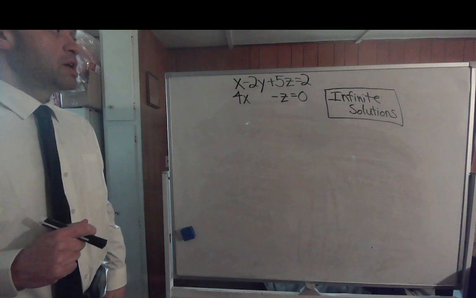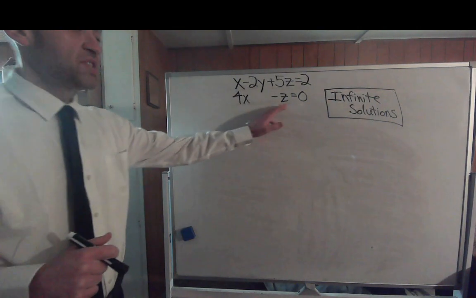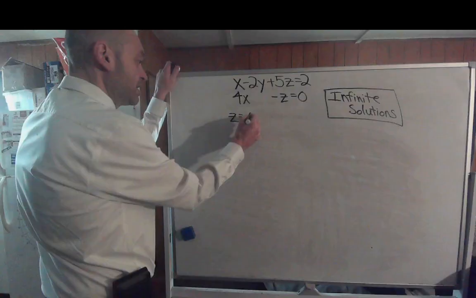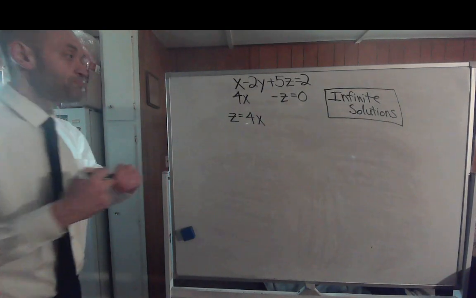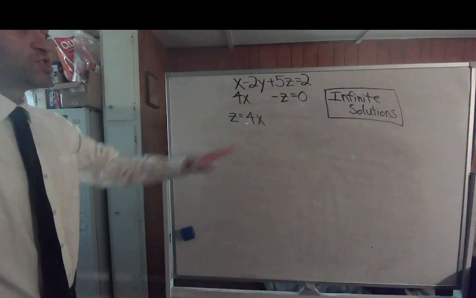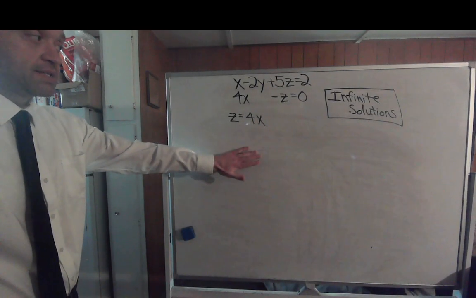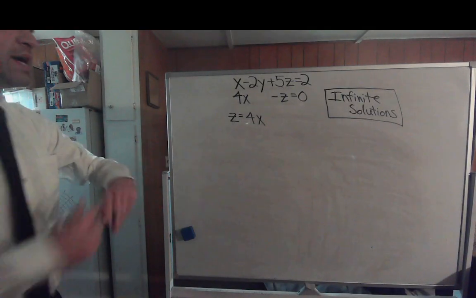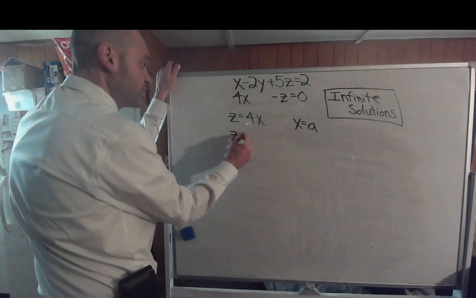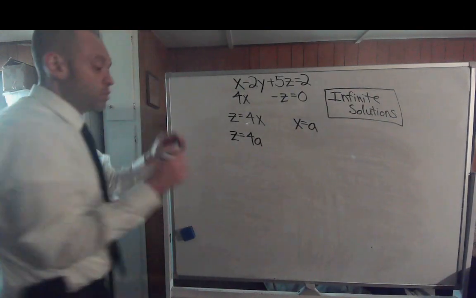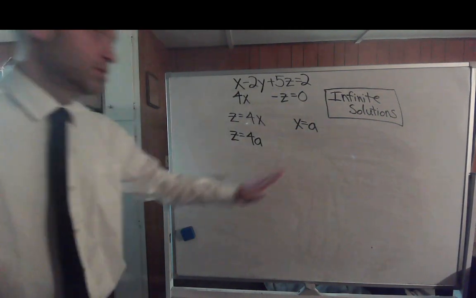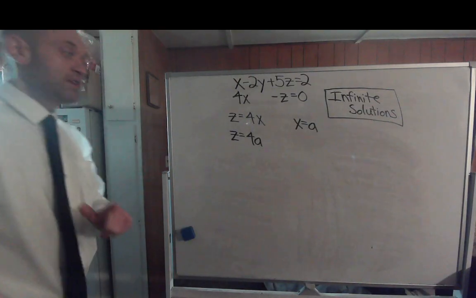So the goal here is to solve for z. We can just say z equals 4x, right? Well, it's just going to be 4 times whatever x is. Why don't we call x a? We'll let x equal a, so that means z is going to equal 4 times a, where a is just some real number. That's all that means. A is some real number. And this is only used when you have infinite solutions.